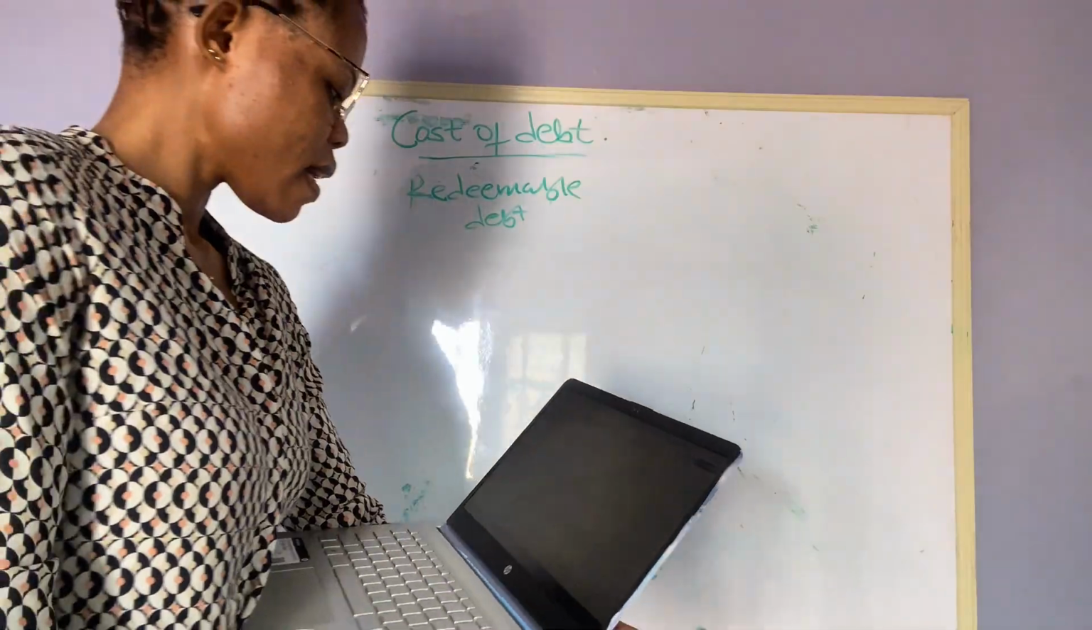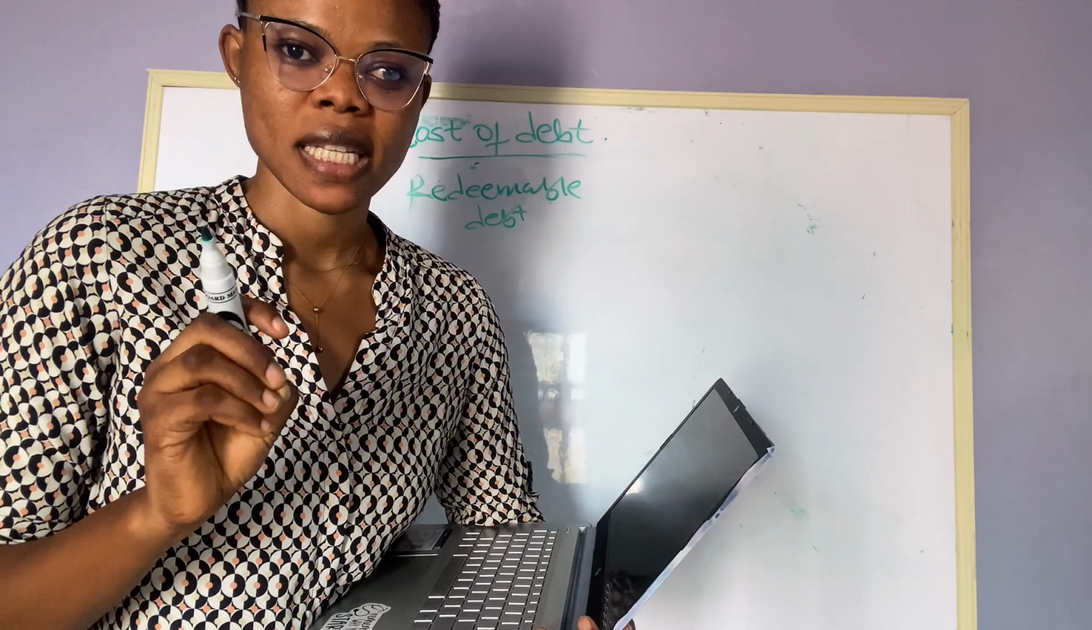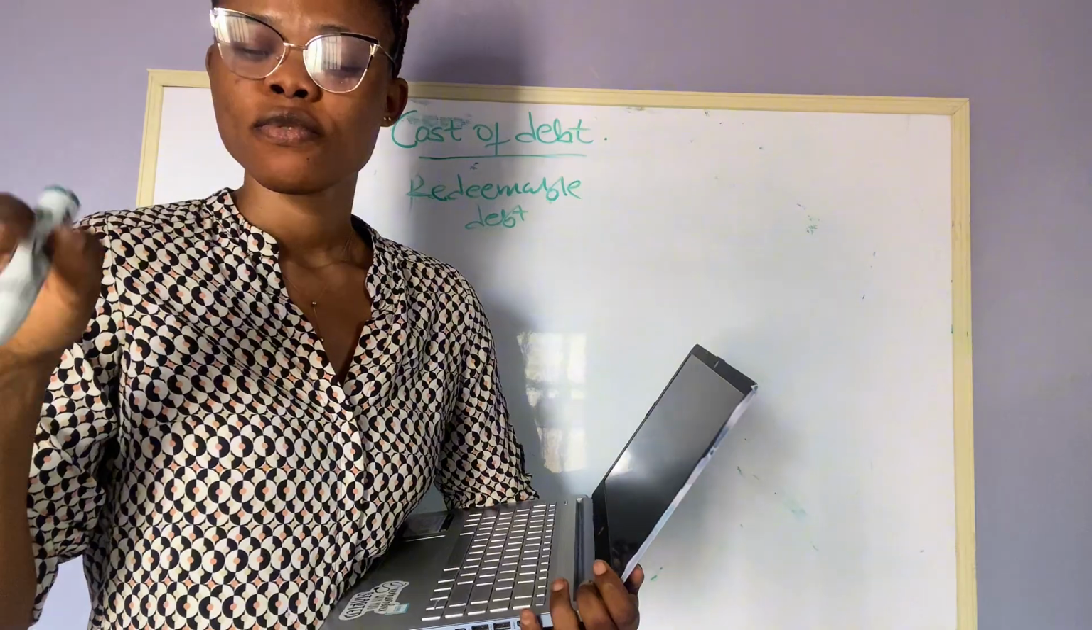Now it said the preference shares of YK PLC are not redeemable and have an XD market value of 40 kobo per share. That information is for preference share. Now we want to enter redeemable debt information. It said the 7% bond are redeemable at a 5% premium. So this question has a premium, which is 5%, and it also has an interest rate, which is 7%. Now that means we've gotten our two ingredients.